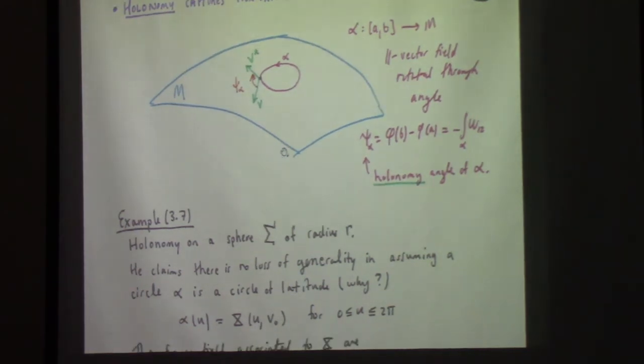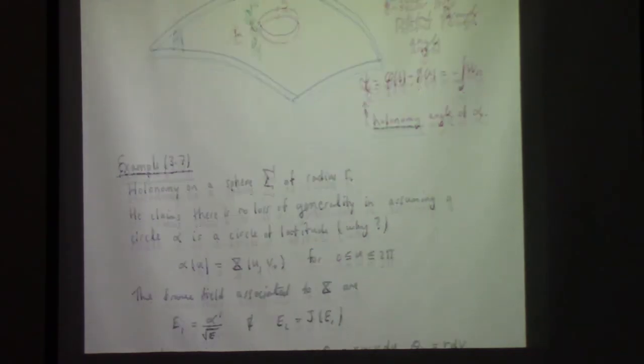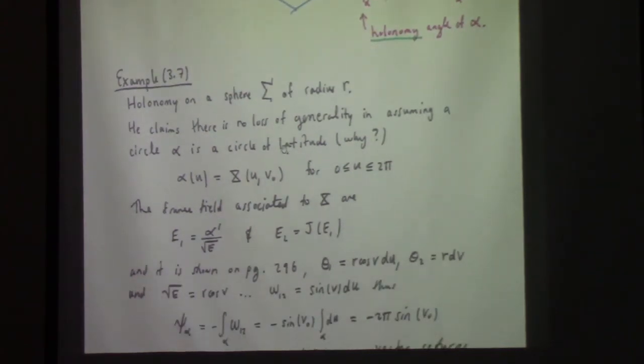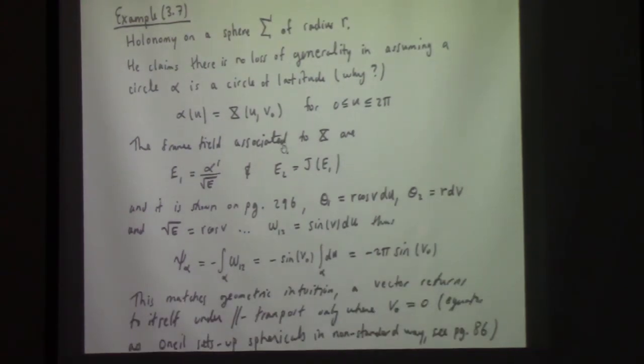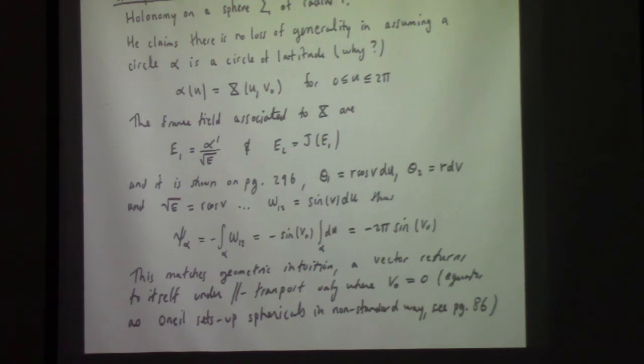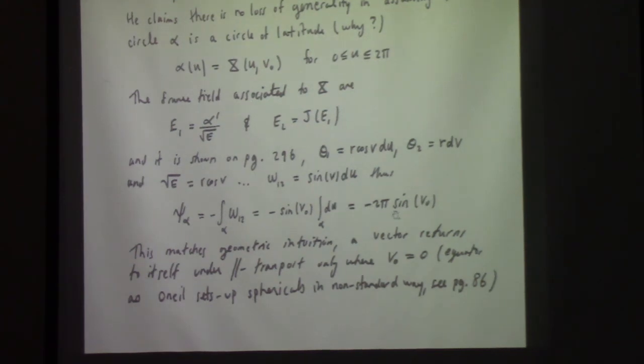Right. So this example 3.7 goes through the calculation of a holonomy around a sphere of radius r, and it works out to minus 2 pi sine of v naught. So the holonomy angle is 0 if you're at v naught equal to 0, which would be like the equatorial circle. Otherwise, you get some holonomy angle if you parallel translate a vector around a sphere.